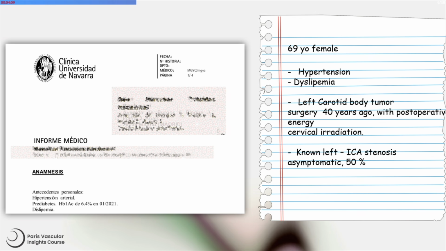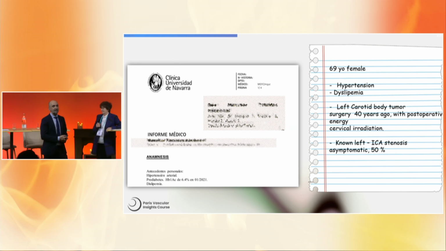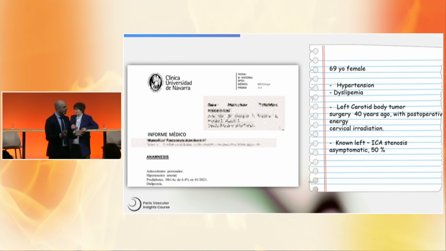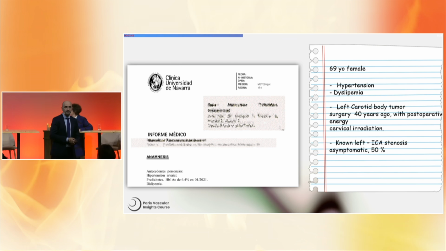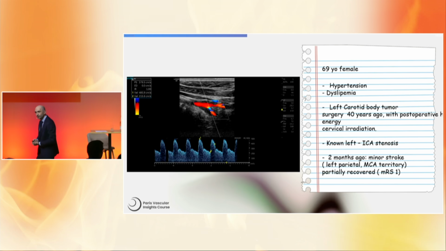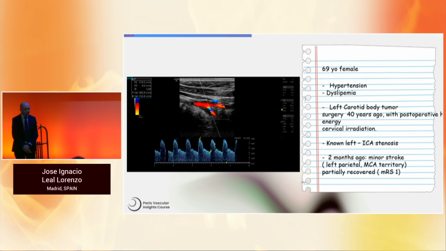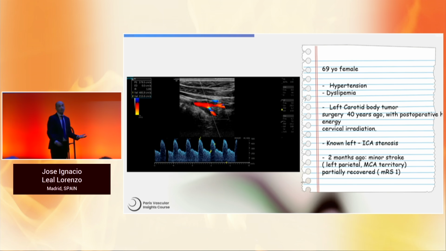Now the real case. It's a 69-year-old female with hypertension and dyslipidemia, left carotid body tumor, which was resected 40 years ago. Big surgery, big surgeons, big incisions. High energy postoperative irradiation. A known left ICA stenosis, which is asymptomatic, and was put under medical treatment. That lady comes for another evaluation because she had a stroke, minor stroke, partial recovery, and a clear progression of the plaque.